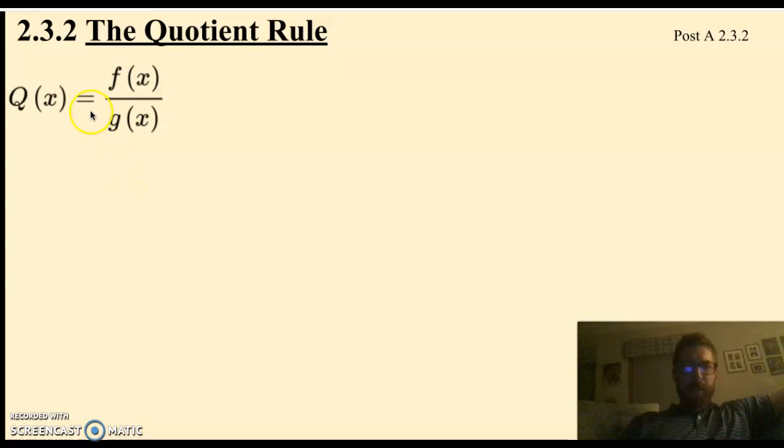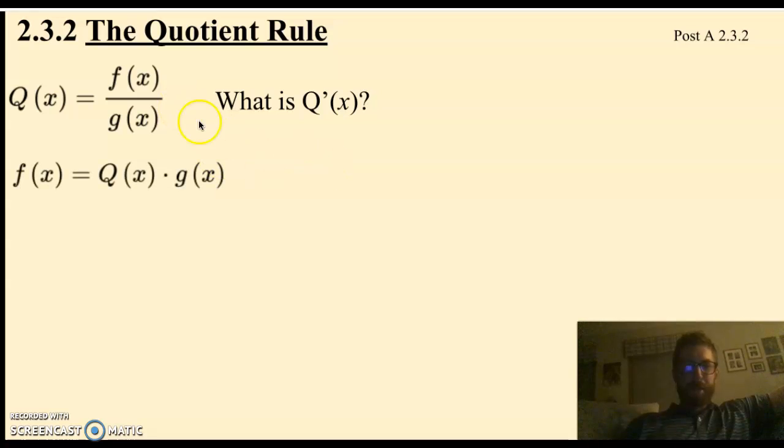Right? So let's take what we know, and let's pretend that we're just doing an algebra 1 equation. If I wanted to manipulate this function a little bit, I would multiply both sides by g of x. So I'm going to multiply this side and this side by g of x. So I got f of x equals q of x times g of x. And the reason why I did that is because now I can do the multiplication rule here to find f prime, q prime, and g prime.